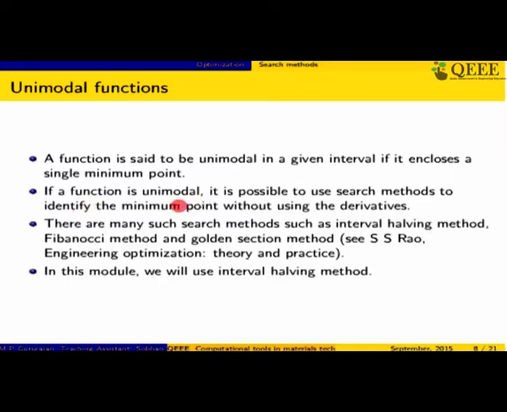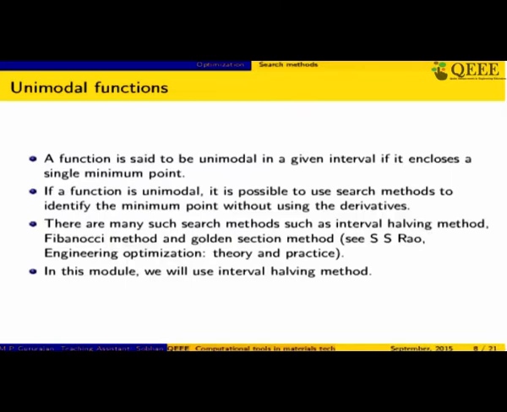Okay, if it is unimodal, then lots of search algorithms are available, and they can identify the minimum without actually using derivatives. There are many such methods like the interval halving method, Fibonacci method, and golden section method. There is a nice textbook by S.S. Rao called Engineering Optimization Theory and Practice, which discusses this and much more. So let us use the interval halving method.